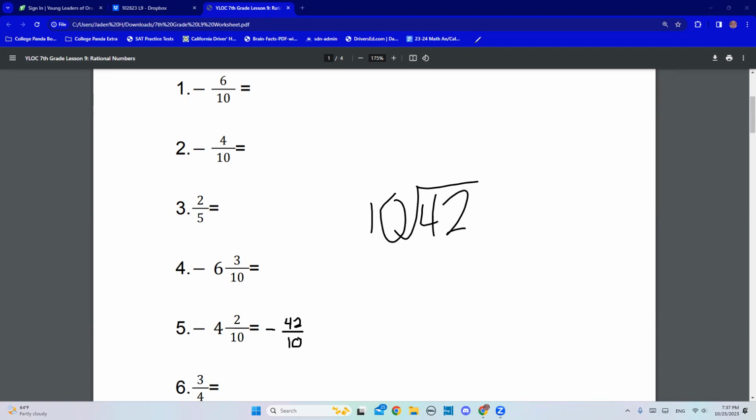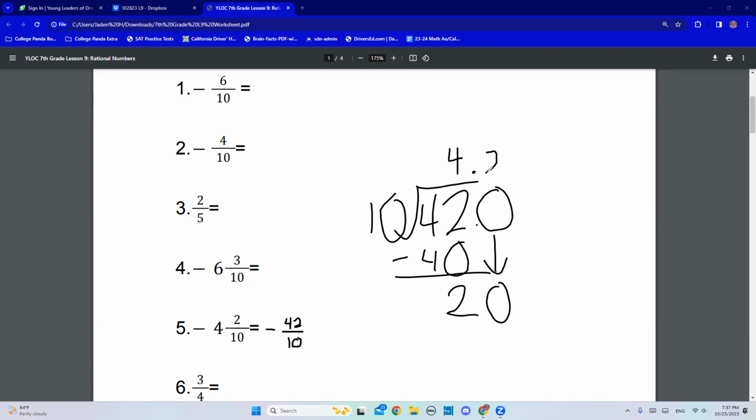Okay, how many times can 10 go into 42? Well, it can go into 42 4 times. So subtract 40 and we have 2. So now let's imagine the decimal point here and the 0. Well, how many times can 10 go into 20? Well, that goes in 2 times. So subtract the 20 and you're left with 0. So your final answer should be negative 4.2.